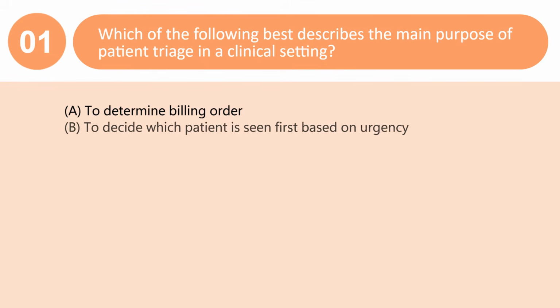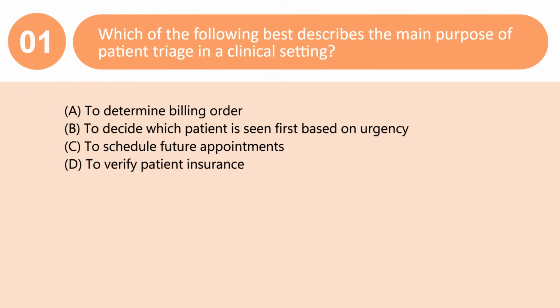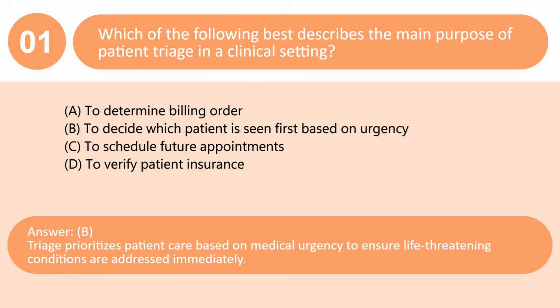Which of the following best describes the main purpose of patient triage in a clinical setting? A. To determine billing order. B. To decide which patient is seen first based on urgency. C. To schedule future appointments. D. To verify patient insurance. Answer B. Triage prioritizes patient care based on medical urgency to ensure life-threatening conditions are addressed immediately.